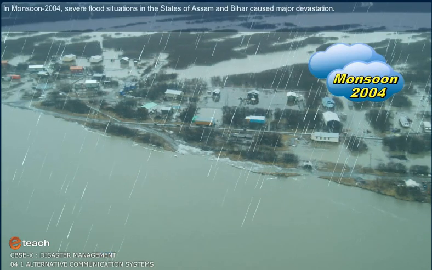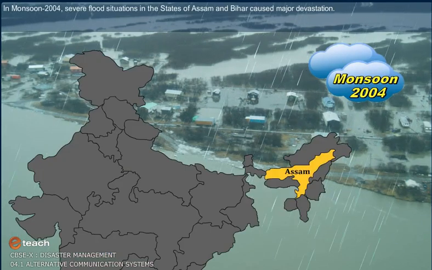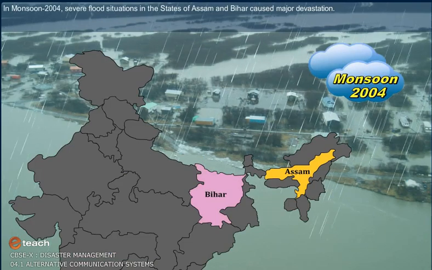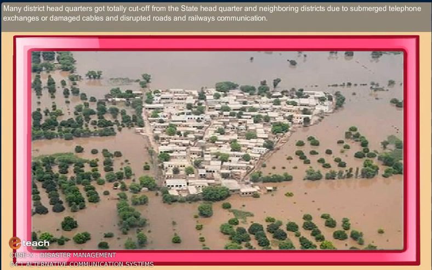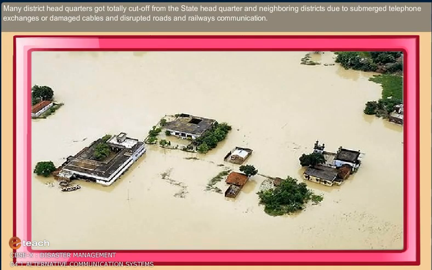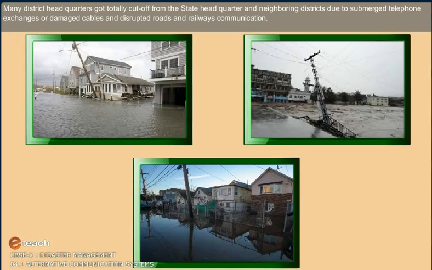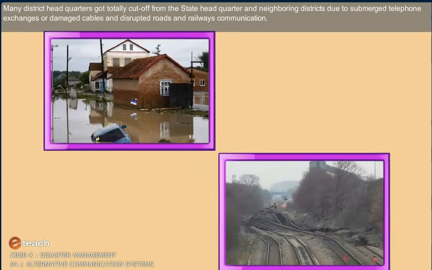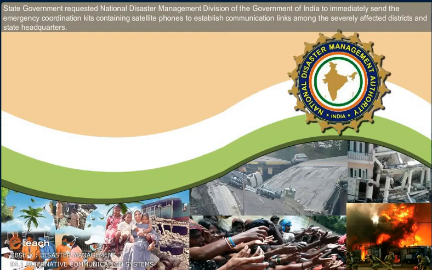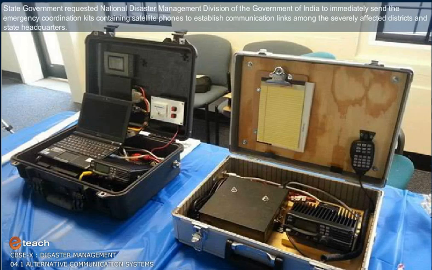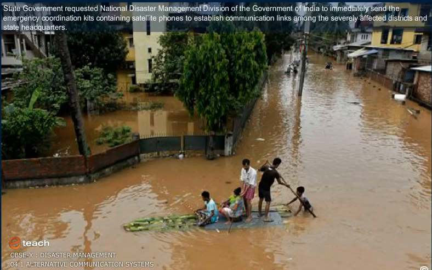In monsoon 2004, severe flood situation in states of Assam and Bihar caused major devastations. Many district headquarters got totally cut off from the state headquarters and neighboring districts due to submerged telephone exchanges or damaged cables and disrupted roads and railways communication. State government requested National Disaster Management Division of the Government of India to immediately send the emergency coordination kits containing satellite phones to establish communication links among the severely affected districts and the state headquarters.